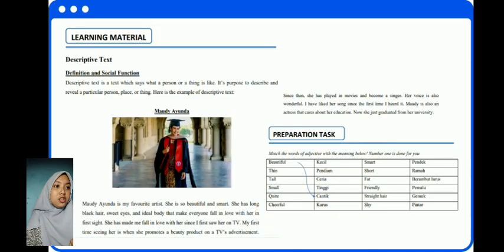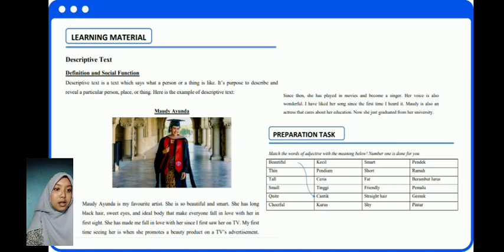Okay, next for the learning material is the first, descriptive text: definition and social function. So this will be explained by the teacher or it will be read by the students. Here, descriptive text is a text which says what a person or thing is like. Its purpose is to describe and reveal a particular person, place, or thing. Here is the example of descriptive text. The example will be read by the students.